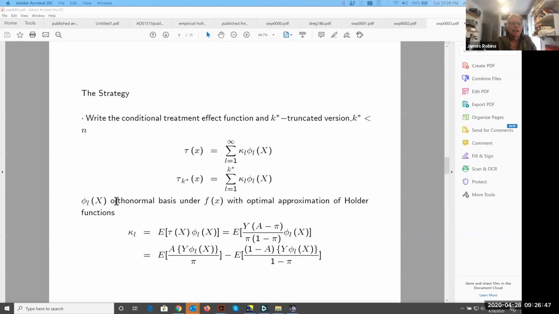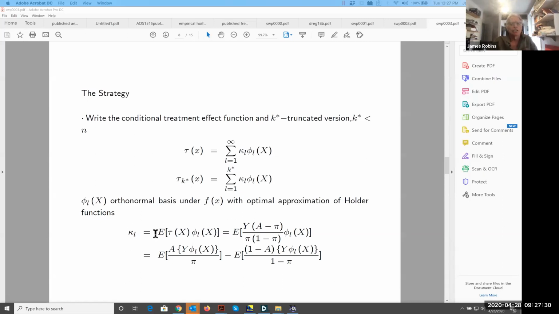So how did I do it, back of an envelope, with higher order influence functions to get his results, a little better sometimes? Well, I was interested in the conditional treatment effect. I wrote it as a Fourier series where phi L were orthonormal bases with respect to f of x. If I don't know f of x, I can do various other things, but that's not critical here. Then I took the projection on the first k star basis functions, throwing away all the rest.